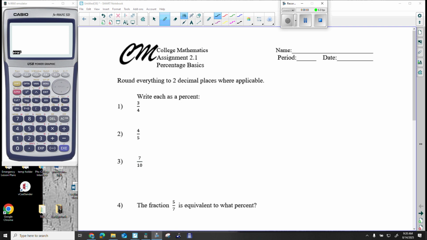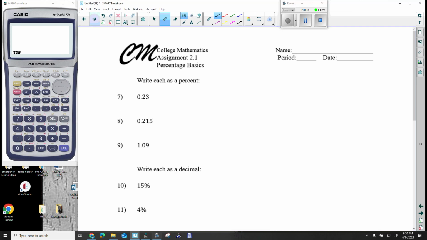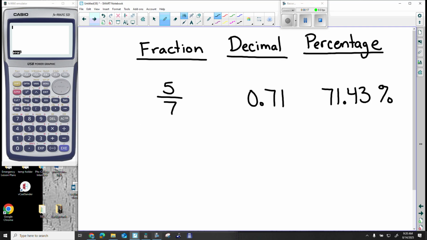All right, here we go. So this is going to be the 2.1 assignment. This is dealing with fractions, decimals, and percentages. Before we get to the problems themselves, let's go ahead and take a look at the larger dynamic of it, what these things look like, and how you figure out these things from one to the other.